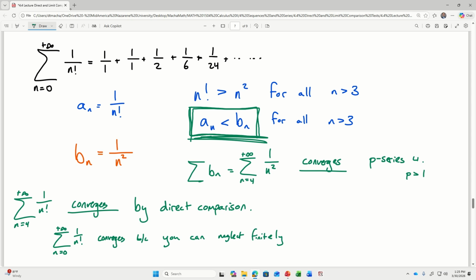And you don't necessarily have to write this on a test. I'll understand if you understand that it doesn't matter whether I start from n equals 4 or n equals 0. Both of these are going to converge because you can neglect finitely many terms. And it doesn't change convergence. You are not allowed to neglect infinitely many terms, right? Like you can't neglect every other term or something like that. That would definitely change whether your series converges, but you can neglect a finite number of terms and it won't change.